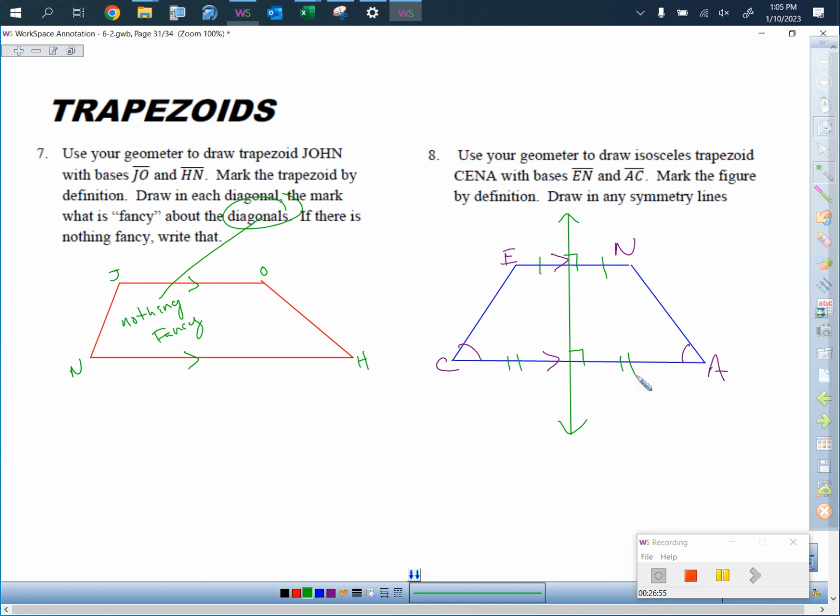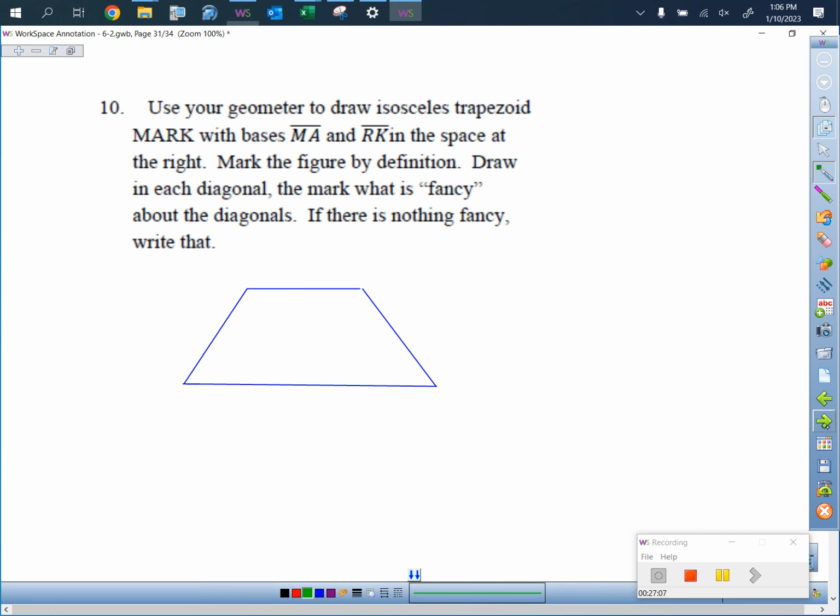Questions on that dude right there? Drawing in the symmetry. Cool. Let's keep rolling. Use your geometer to draw that guy. I'll let you give that a shot. Pause the video and then check back to see how you did.